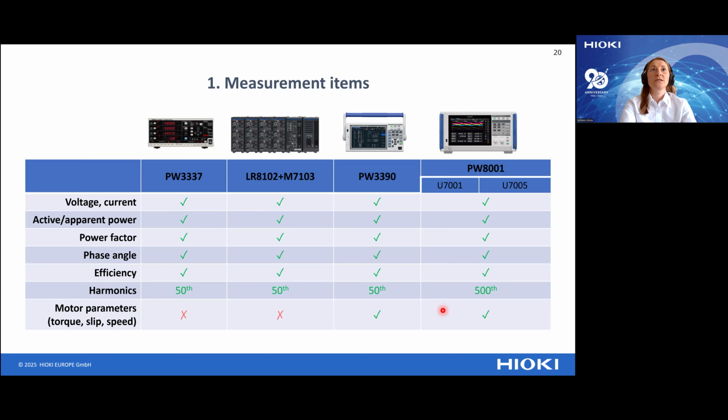The second big difference is, of course, the motor parameters. You can only measure motor parameters by using a power analyzer, so this is not possible with a power logger or a power meter.